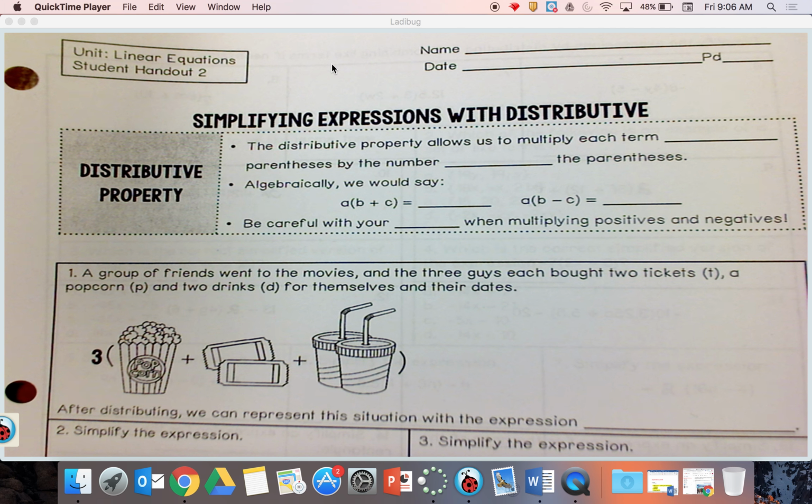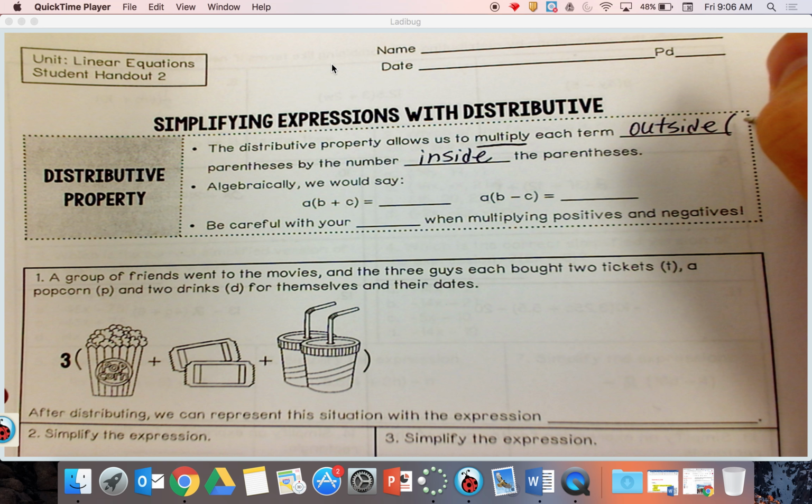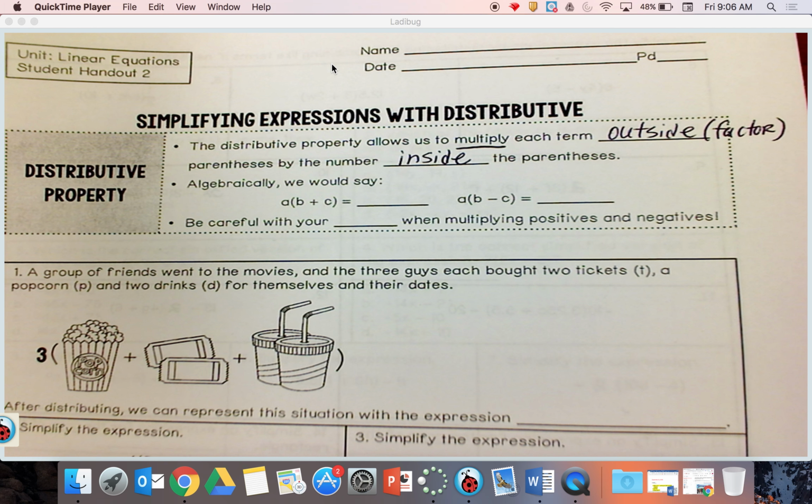That's the big thing here. We're going to be multiplying the term on the outside of the parentheses by the numbers or the terms inside the parentheses. And so it's distributing. Basically, the term on the outside is a factor. So that term is the factor of what's inside, so that we want 3 times as much, or 2 times as much, or 5 times as much, or -6, or whatever it says on the outside.